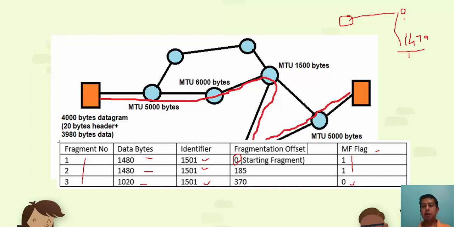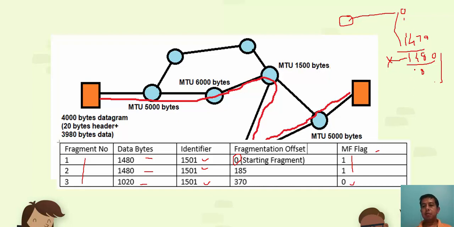Where does my data start? My data starts at byte number 1480. How many bytes are there? Total 1480. The first byte number is 1480. This is the fragmentation offset of my second fragment. Clear? So the fragmentation offset here should have been 1480, but because it uses a scaling factor of 8, I have to divide it by 8. When I divide it by 8, this is 185. So the fragmentation offset of my second fragment is 185.